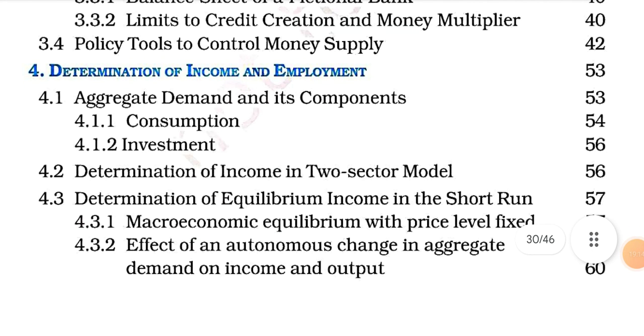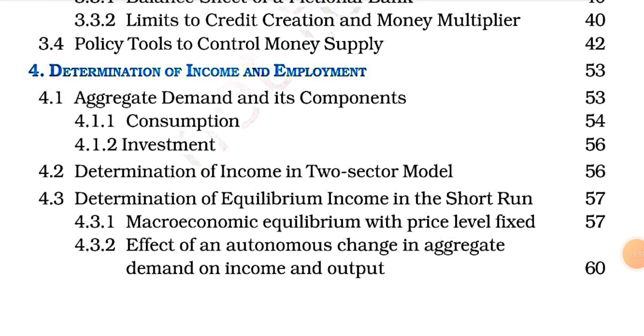4. Determination of income and employment. 4.1 Aggregate demand and its components. 4.1.1 Consumption. 4.1.2 Investment. 4.2 Determination of income in two-sector model. 4.3 Determination of equilibrium income in the short run.